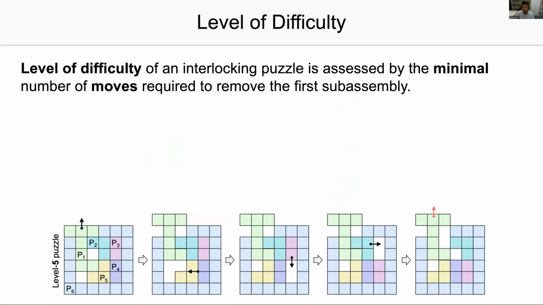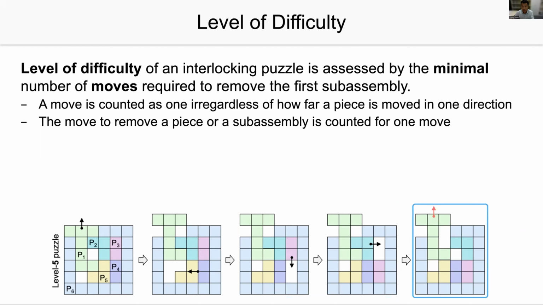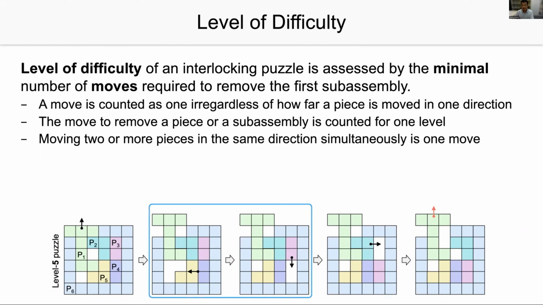Here we need to define move of a puzzle piece or sub-assembly more precisely. A move is counted as one irregardless of how far a piece is moved in one direction. Look at the pink piece, it moves downward for 2 pixels distance, and this operation is counted as one move. The move to remove a piece or sub-assembly is counted for one move, such as taking out the green piece on the right. Moving 2 or more pieces in the same direction simultaneously is one move, such as move the yellow and blue piece to the left at the same time.